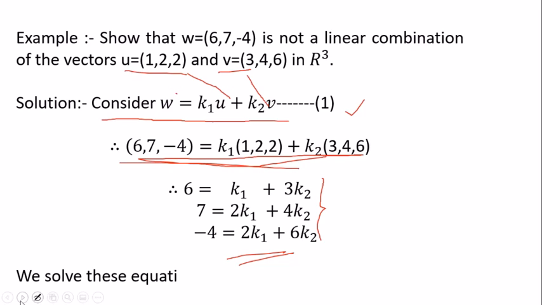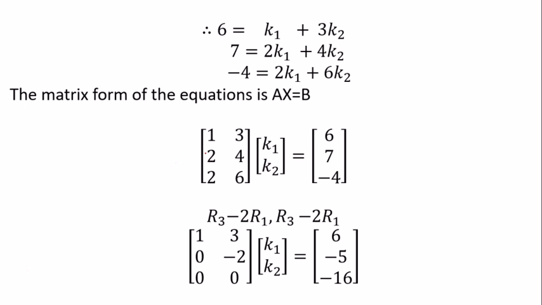So how to solve it again? To solve these equations, we have to write them in matrix form. So these are the three equations which are given. The matrix form of the equation is AX is equal to B. From the first equation, we'll write the first row. So the coefficients are 1 and 3, here 1, 3. Right hand side is 6. Similarly, 7, minus 4. Second equation is 2, 4. And the third equation is 2, 6. Now we'll try to reduce this matrix into echelon form.